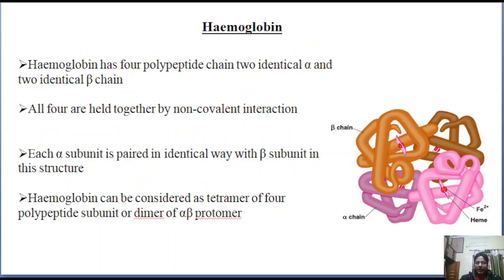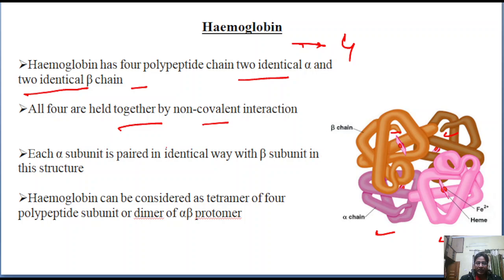The example we have taken is hemoglobin. You can see hemoglobin is made up of 4 polypeptide chains, and these are 2 identical alpha chains and 2 identical beta chains. You can see here, these are the 2 alpha chains and these are the 2 beta chains. These two are both identical. So we can say it is a multi-subunit protein because it contains more than one polypeptide chain. There are 4 polypeptide chains, and these 4 chains are held together, associated with the help of non-covalent interaction.